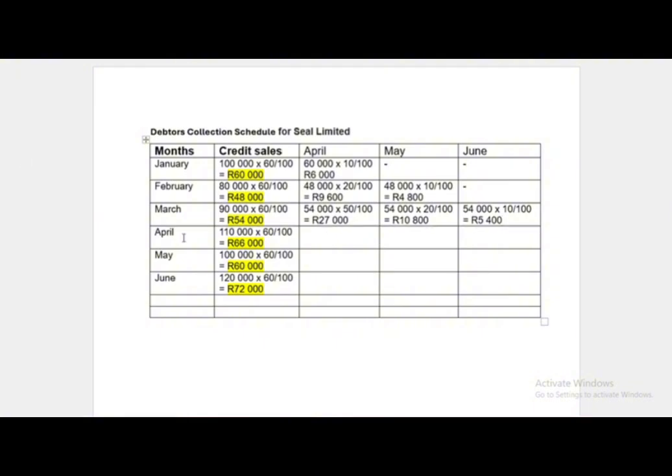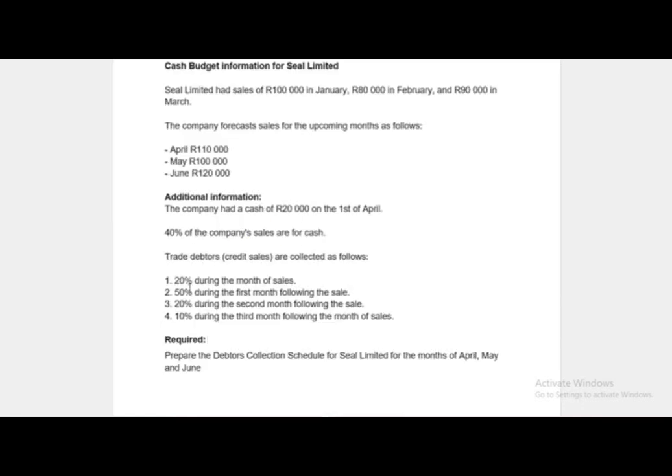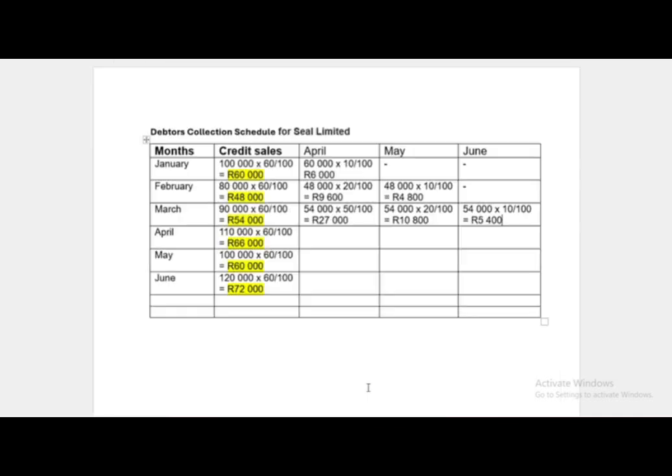Now we are going to collect for April. When we go to April, April is the month of sales, and the policy says we are collecting 20% during the month of sales. So it means we are going to collect for April in April 20%, because April is the month of sales. How much are we going to collect from 66,000? 20%, because in the month of sale the collection must be 20%. So 66,000 multiplied by 20 out of 100.